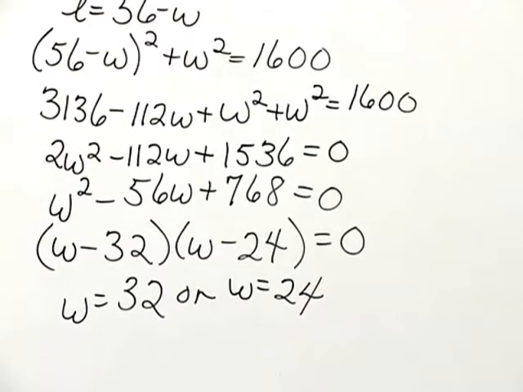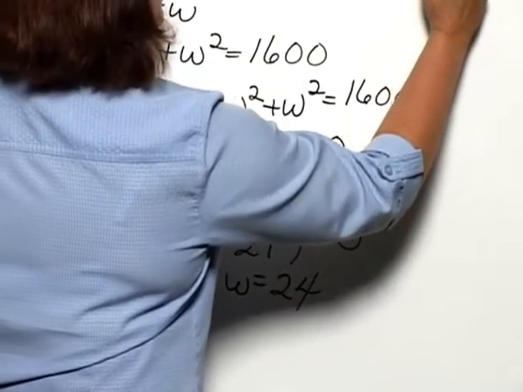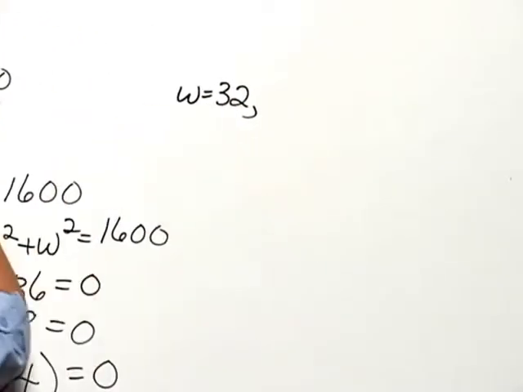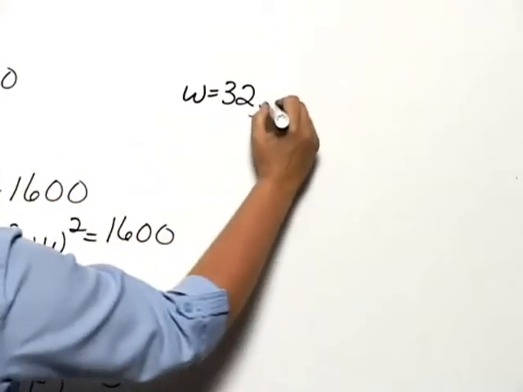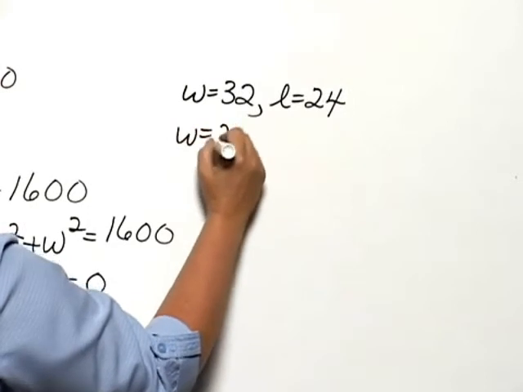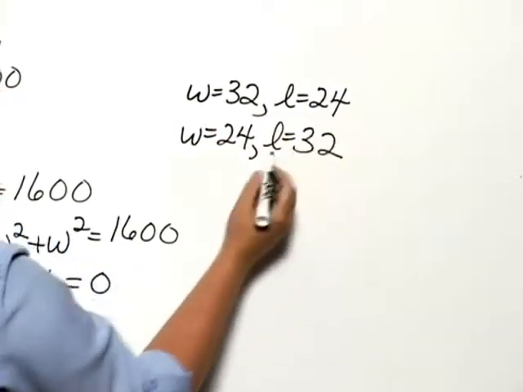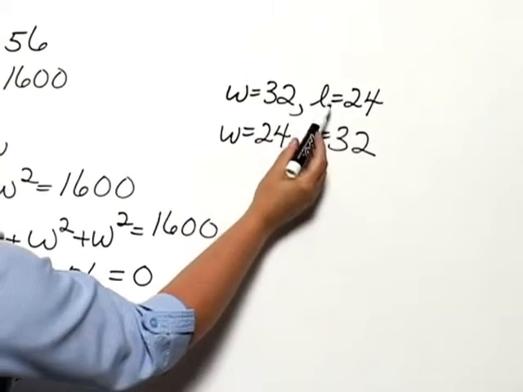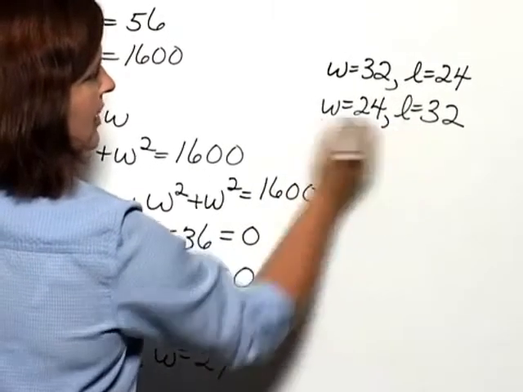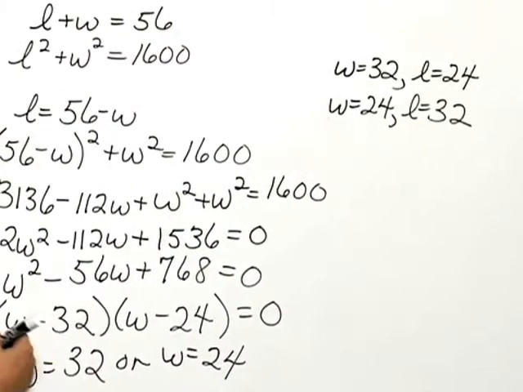Now let's see what lengths would correspond to this. If W equals 32, then the length, since the length plus the width is 56, the length would be 24. If W equals 24, then the length would be 32. So essentially what we have is a rectangle. One dimension is 32 and one's 24. Since width is usually less than the length, we'll say that the width is 24 and the length is 32.